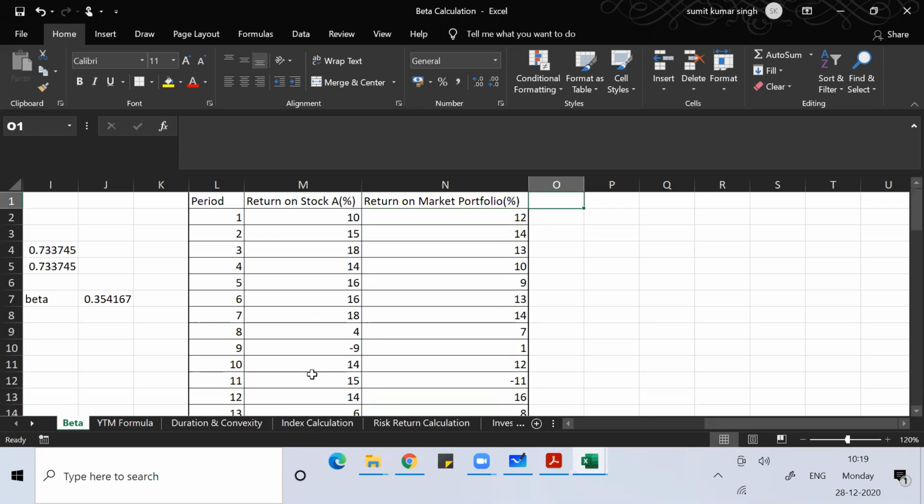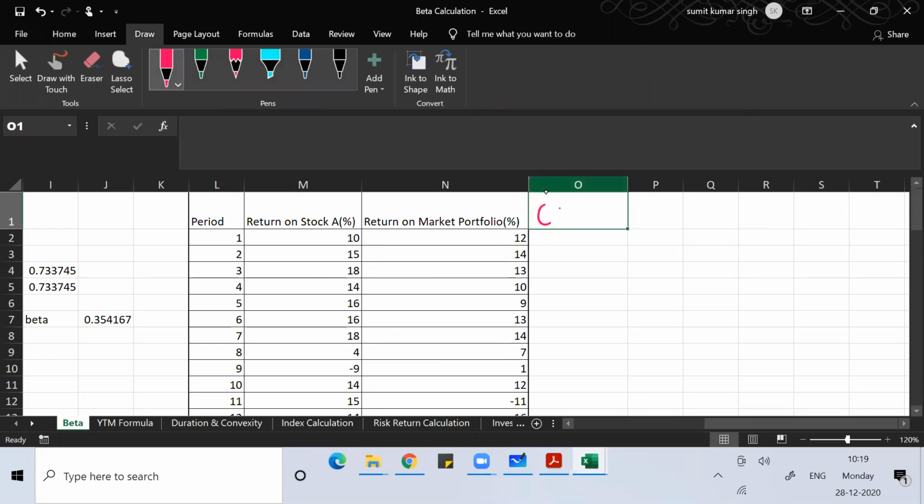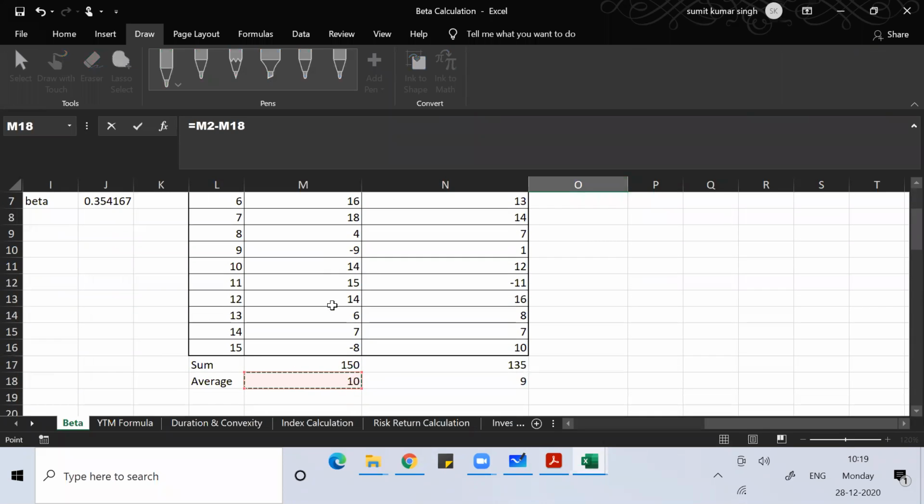So what do you have to do after this? Once you get this, what formula can I use? I'll do return on stock minus S bar, so S minus S bar. S is 10, minus what is S bar? S bar is also 10, I guess. Yes, S bar is 10.